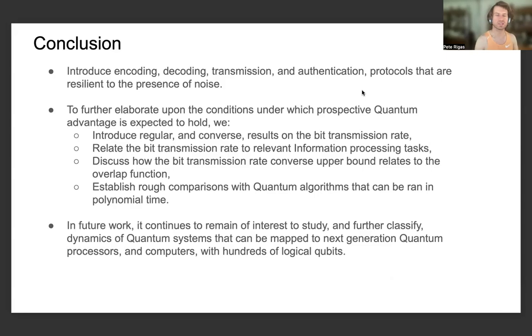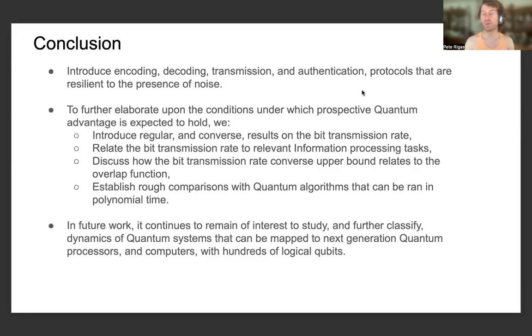And this is allowing us to discuss how the bit transmission rate converse upper bound relates to the overlap function, namely, like we had described many times, the overlap of the alphabet or the common number of letters that Alice, Bob, and Eve use when they're responding to questions that they can, or information that they can transmit through classical bit codewords over their two respective shared quantum channels.